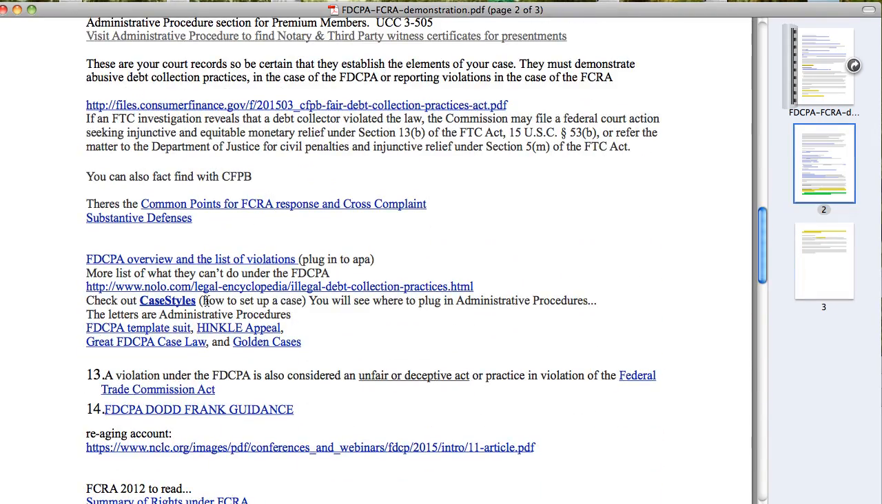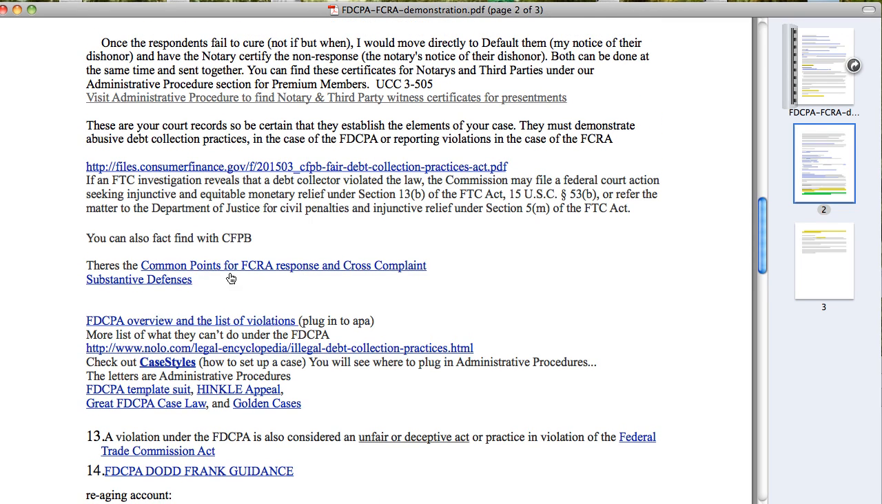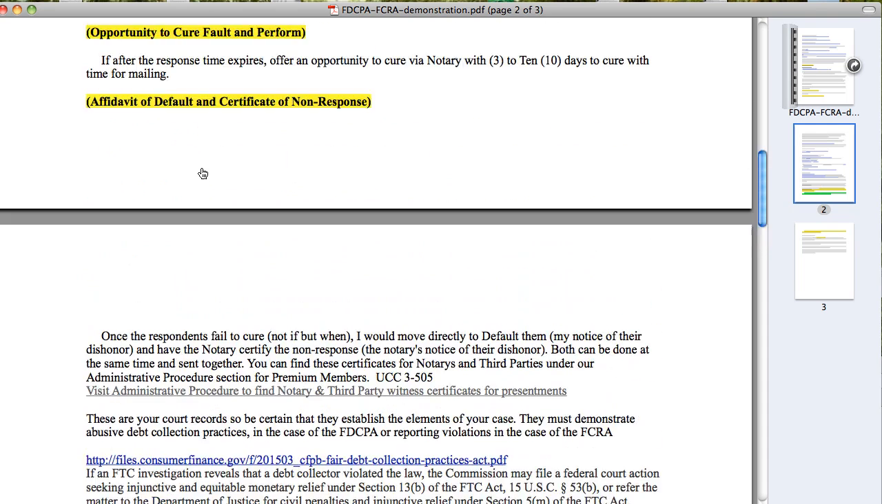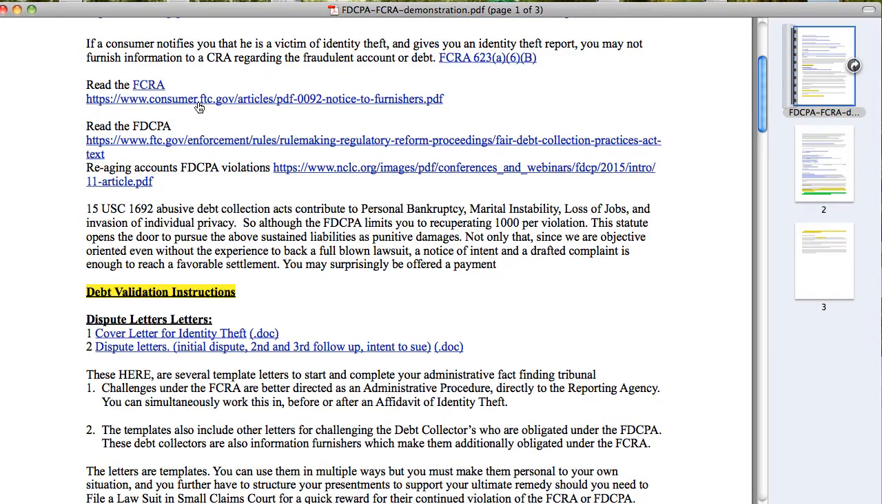But anyways, let's see. There was something I'm missing here that I want to show. Oh, here it is. So, where is it under the Fair Credit Reporting Act? I had something for you guys.